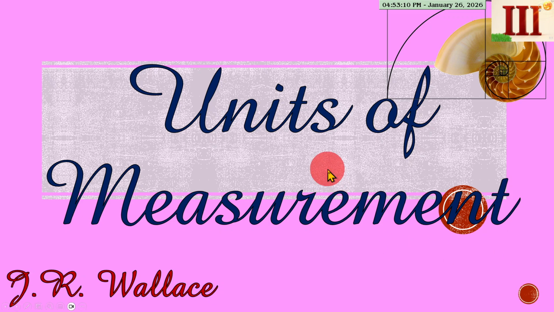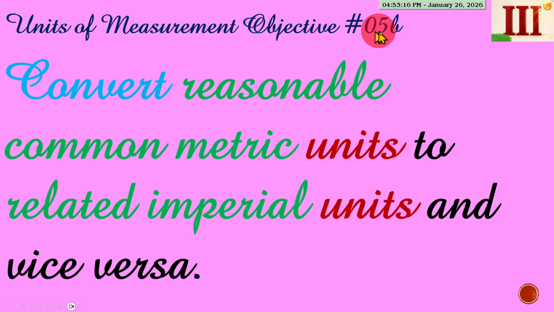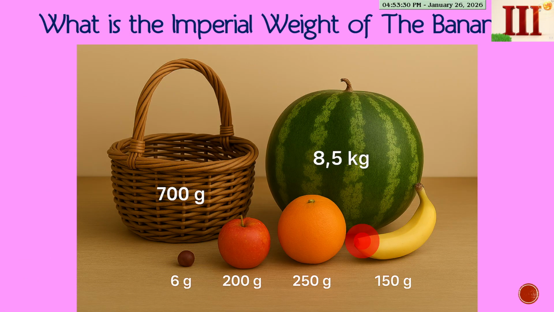So this is going to be the final presentation on the units of measurement. This is Objective 5, Part B. We are converting from metric to imperial and vice versa. And I'm using a method called cross multiplication in this. I think this was the safest, quickest way to get it done.